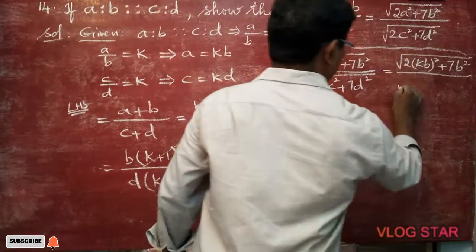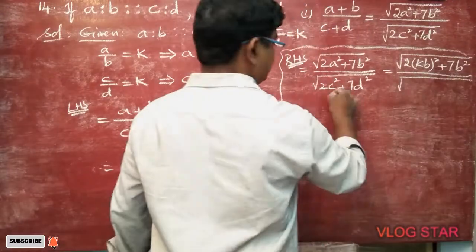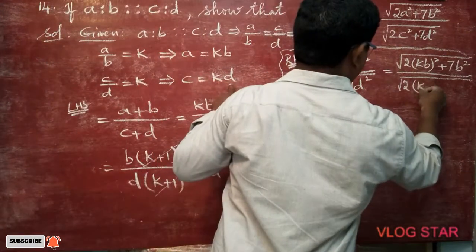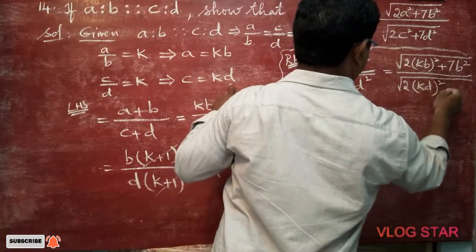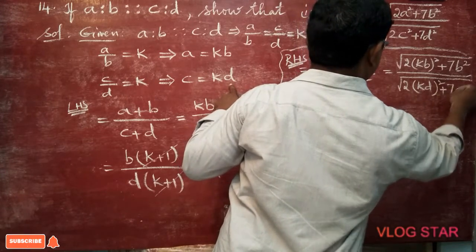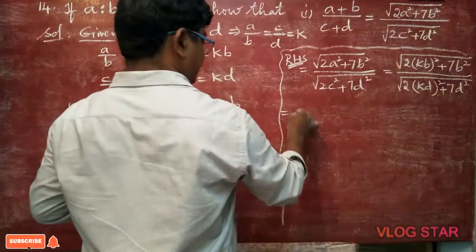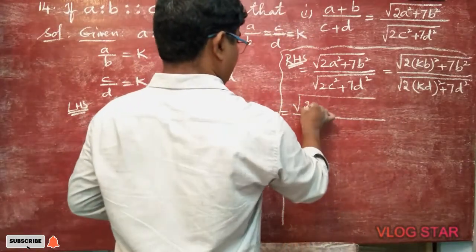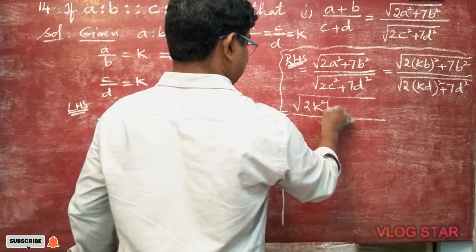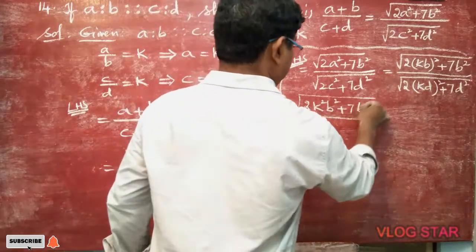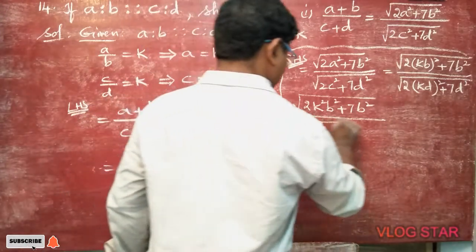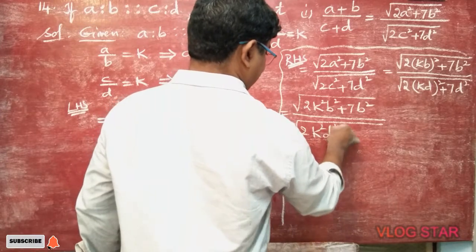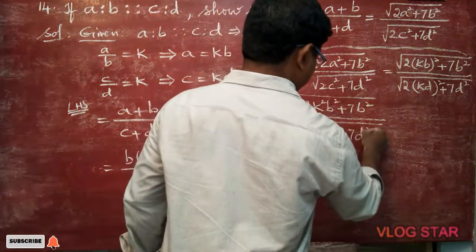Next, square root of 2C square. 2 into C means how much? KD. KD whole square plus 7D square. Now that is equal to square root of 2K square B square plus 7B square, denominator square root of 2 into K square D square plus 7D square.